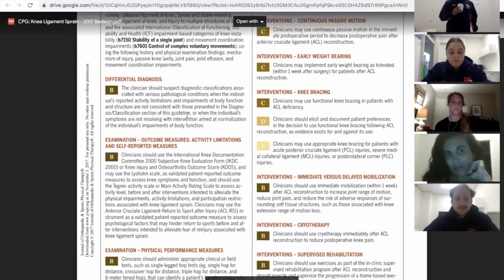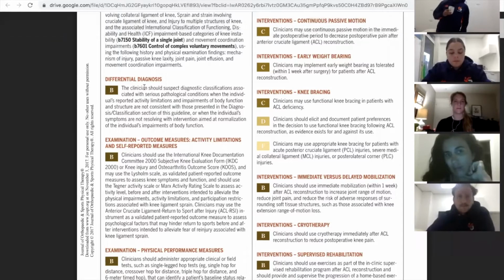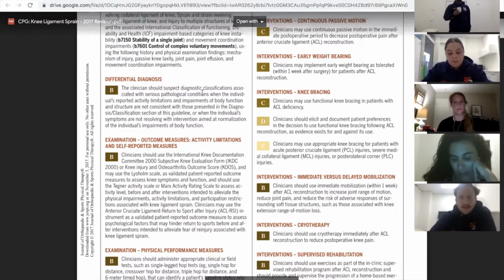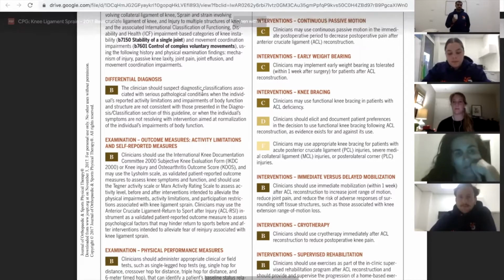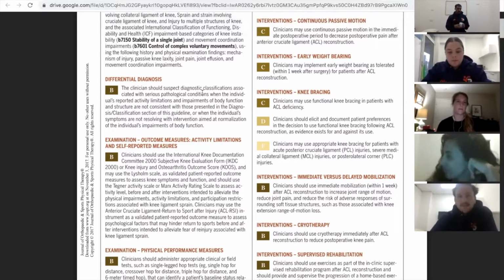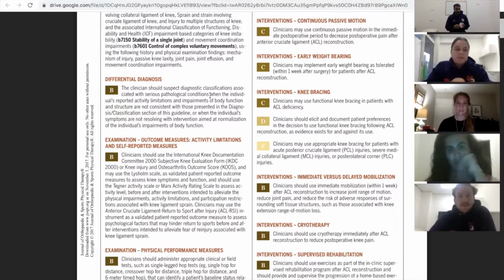Coming into differential diagnosis, clinicians should suspect, diagnose, and be careful of serious pathological conditions, and when people report these impairments and limitations, the previous little paragraph there.